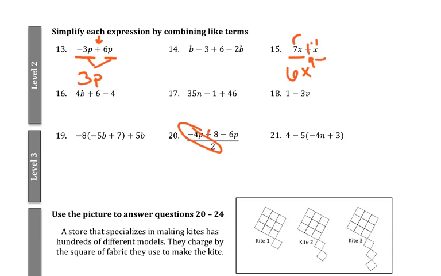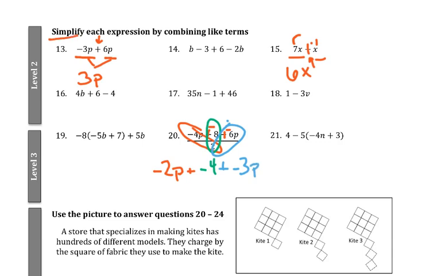And again, it might be helpful to change these to say plus negative if you're getting scared about the subtraction sign. So negative 4p divided by 2, that's just going to be negative 2p, because negative 4 divided by 2 is negative 2. Then I've got a plus sign because I changed that, and then I'm going to do negative 8 divided by 2 is negative 4. There's no variable there, so I'm just going to write negative 4. And finally, I'll have a plus sign. Negative 6p divided by 2 is negative 3p.